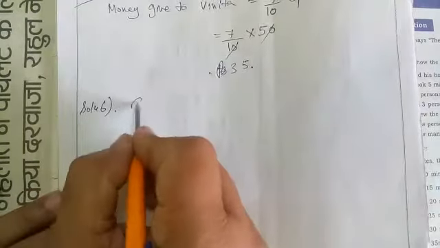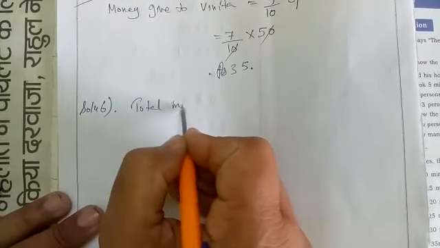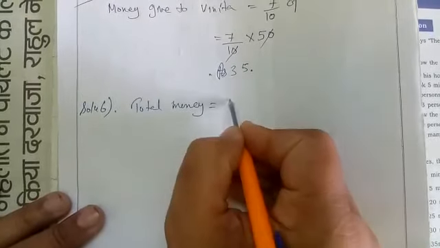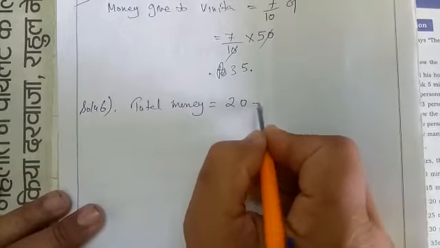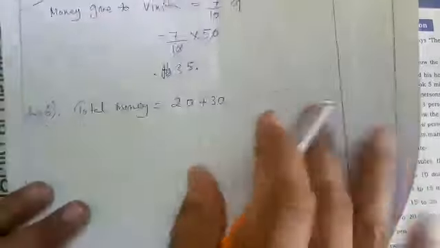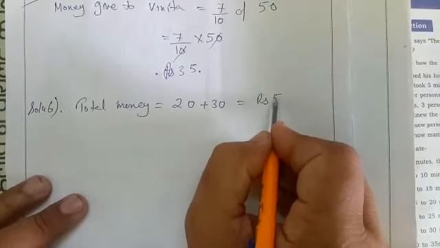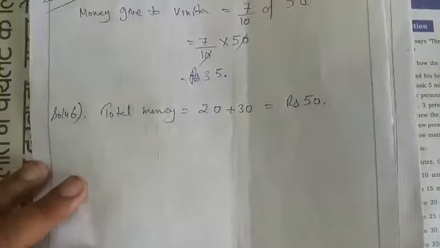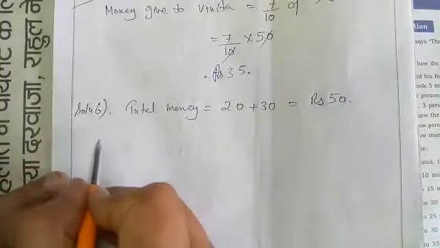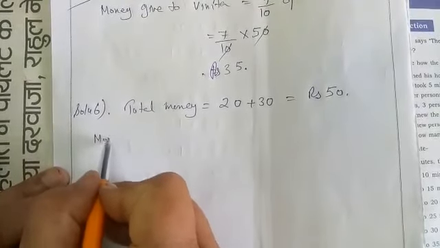So first we have to find the total money. What was the total money? With Mayank it is 20 and with Pankaj it is 30. Then if you add, you will get rupees 50. How much is the total? Total is 50.